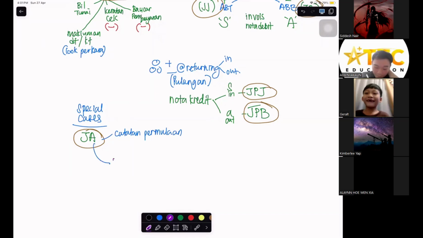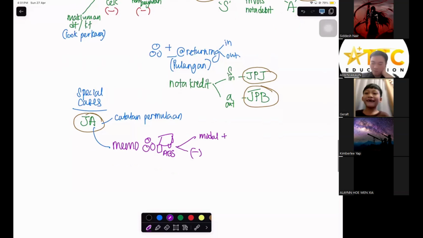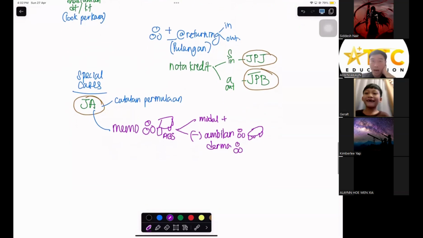Secondly, it will also involve memo where it's about barang niaga or aset bukan semasa. How? Depending lah. It can be bawa masuk barang, bawa masuk perabot, then that will be modal tambahan again. No? Then it will be minus off things because what? Ambilan barang niaga or aset bukan semasa. Or you want to derma barang niaga. Or you want to take out from your warehouse and put outside to do what? Promosi.